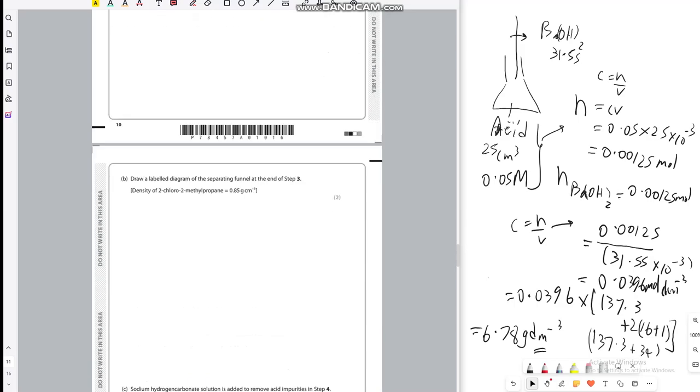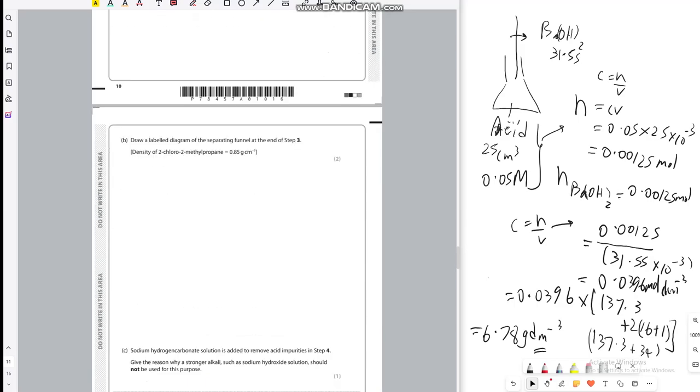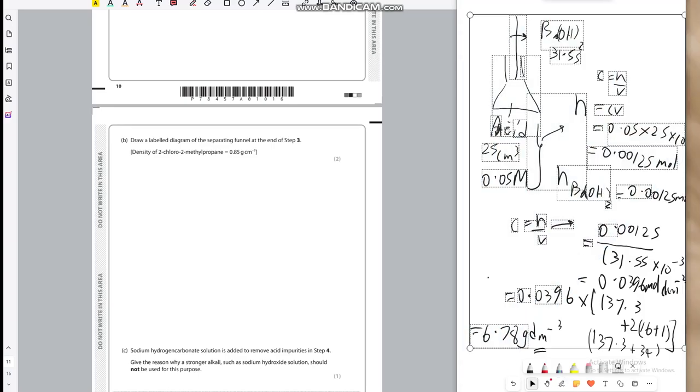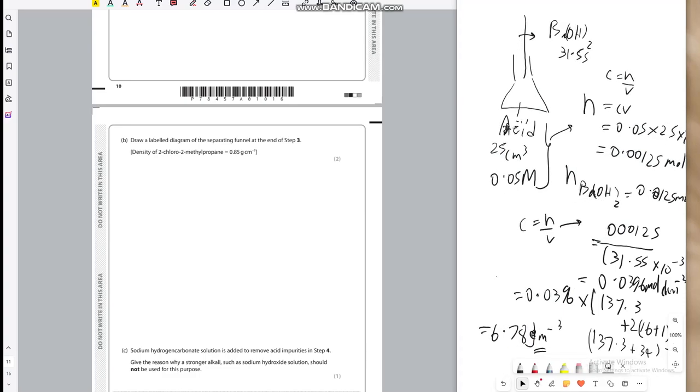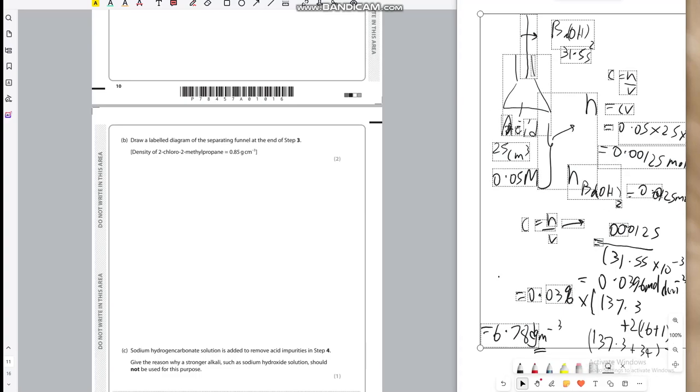Part B. Draw a labelled diagram of the separating funnel at the end of step 3. So they have given the density of the haloalkane, which is 0.85. The density of water is usually 1 gram per centimeter cube. So what we have to understand is that this is less than water. That means this might be floating and the aqueous layer has to be at the bottom.